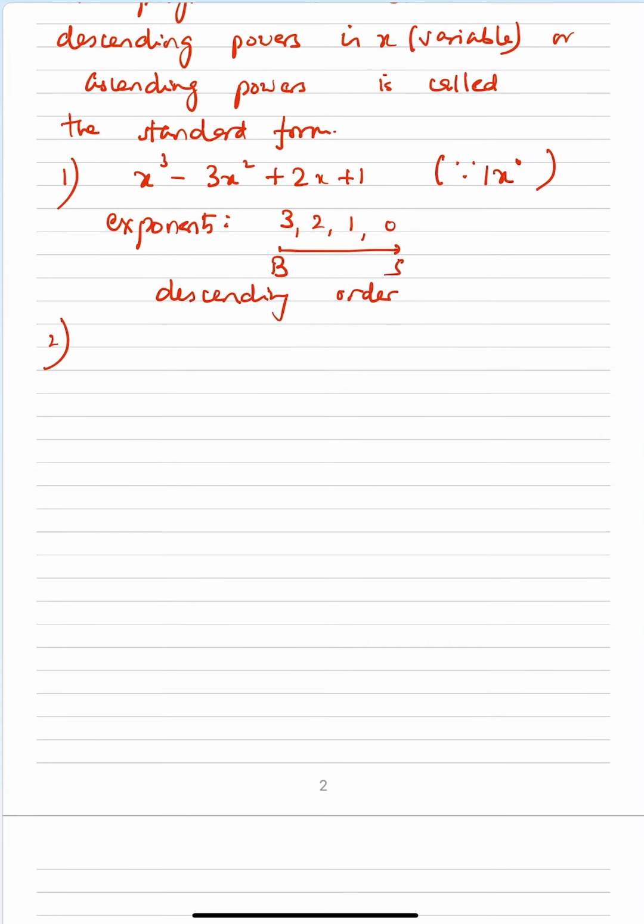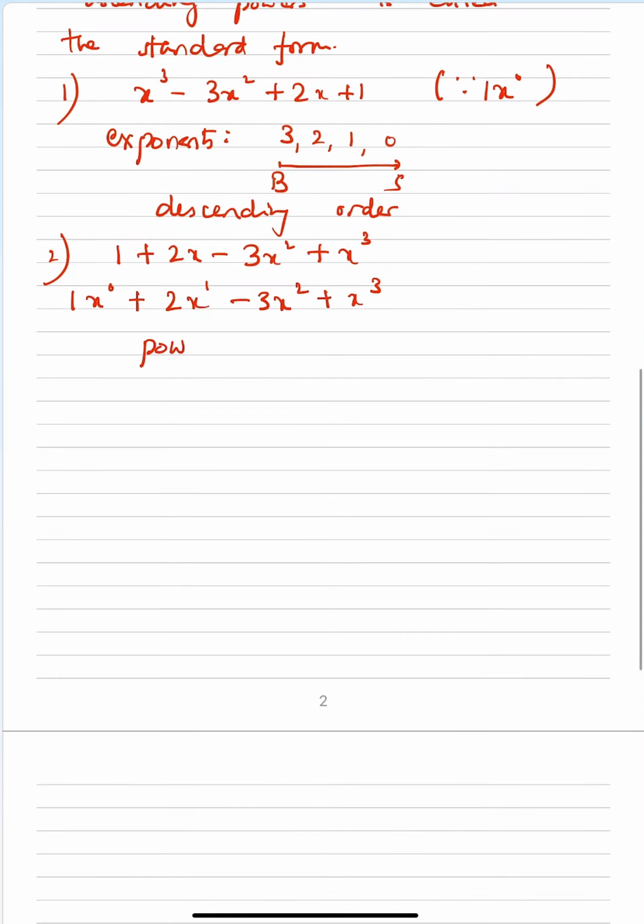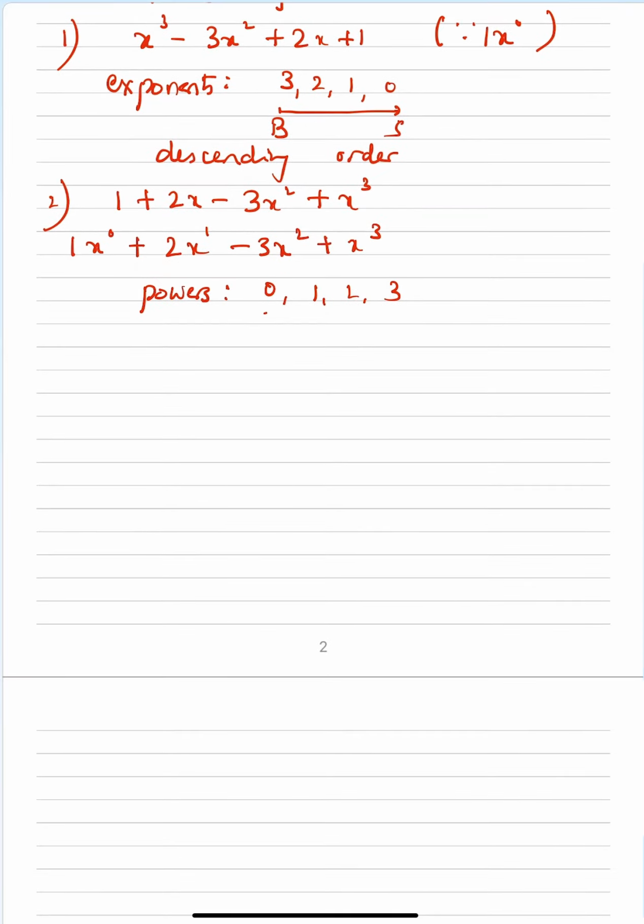Same way, a polynomial can also be written like this: 1 plus 2x minus 3x square plus x cube. Now here see 1. 1 is given, but we can say 1 into x raised to 0 plus 2x raised to 1 minus 3x square plus x cube. That means the powers or the exponents are in the order 0, 1, 2 and 3. Okay, so we can say this is from smallest to biggest, so it is in the ascending order. Correct?